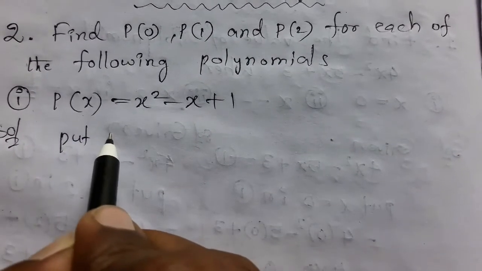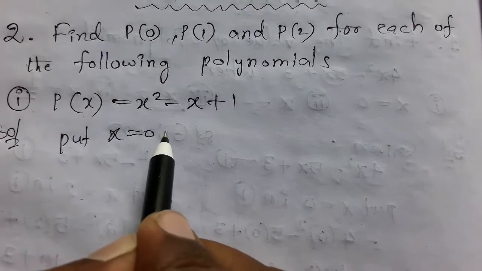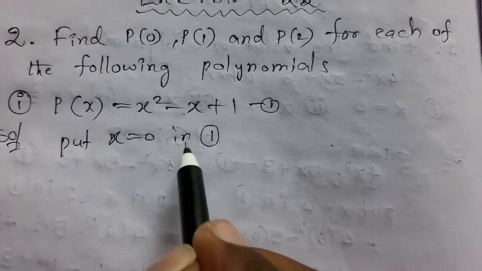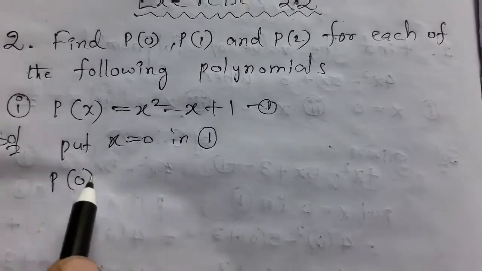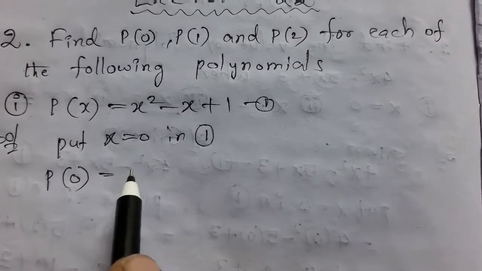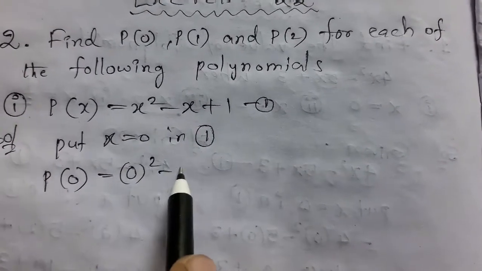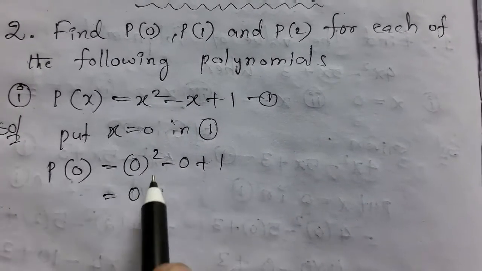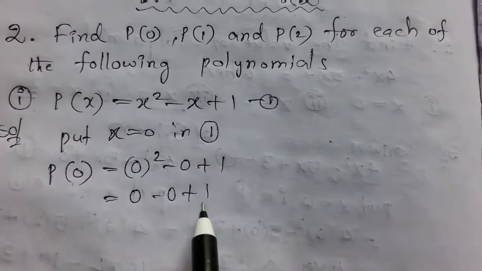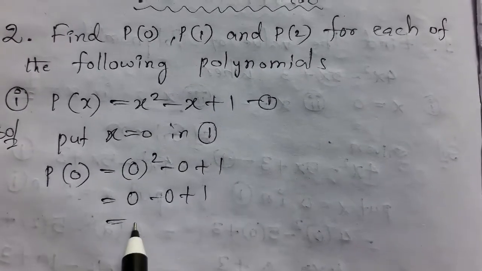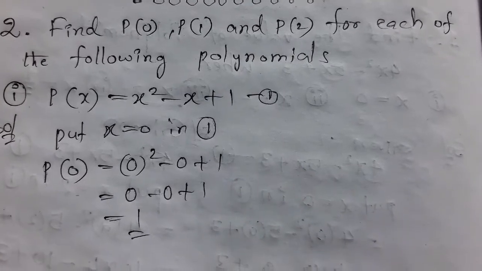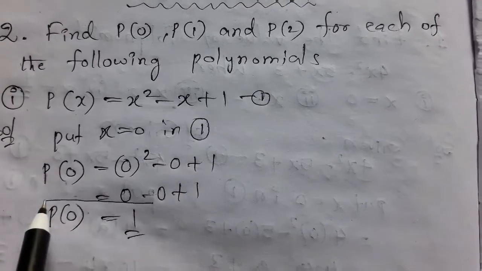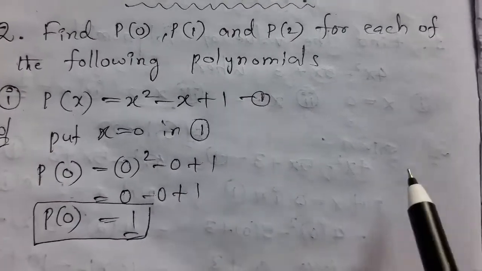Put x equals to 0. Take this one in 1. That means P of 0, x equals to 0, P of 0, 0 square minus 0 plus 1, isn't it? That is equals to 0 square means 0 minus 0 plus 1, 0 minus 0 is 0. Finally we got P of 0 value is how much? P of 0 value is 1.